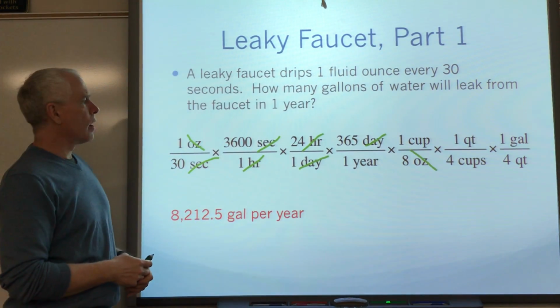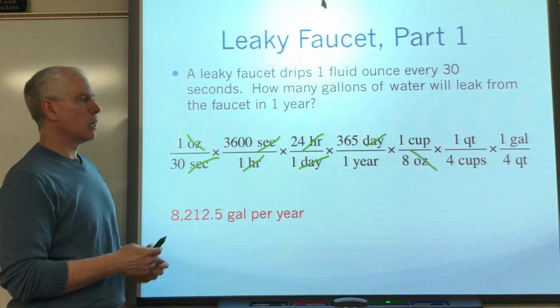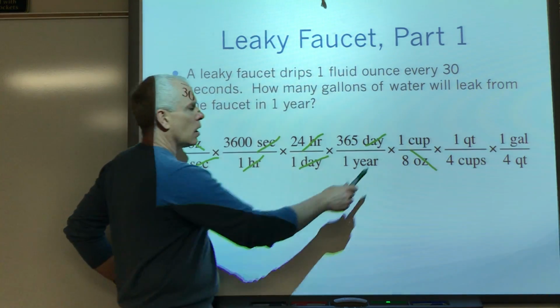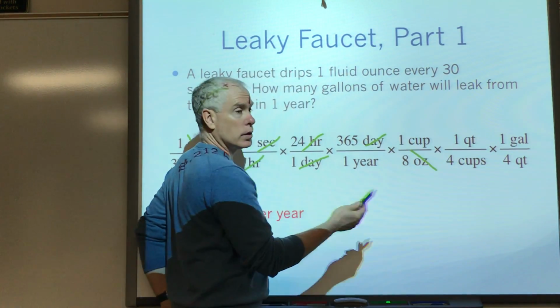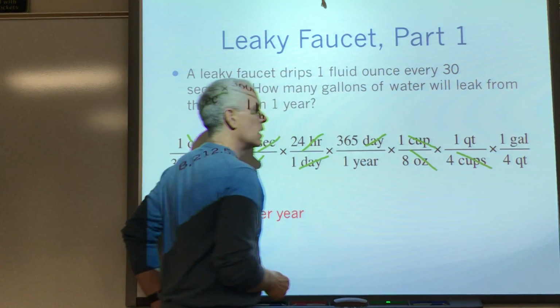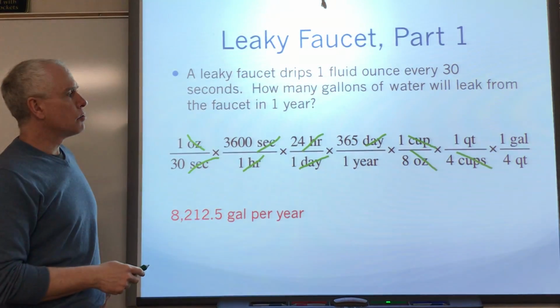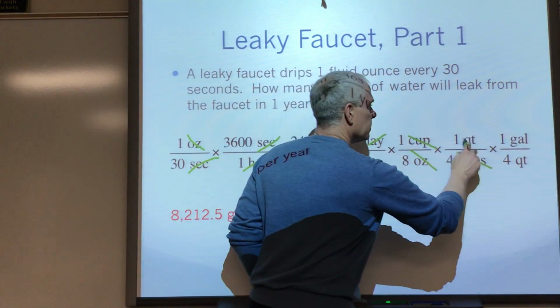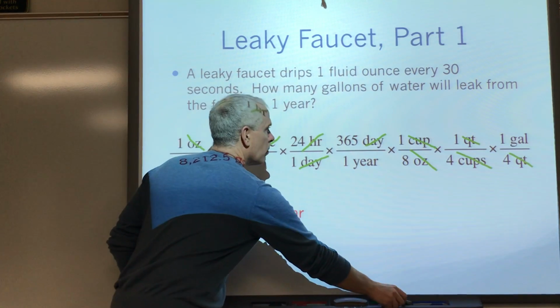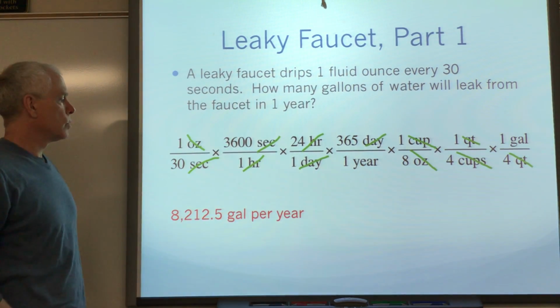Now I'm at the point where I've got cups per year. I want gallons, so I need cups to cancel. There's 4 cups in a quart. Now I've got quarts per year. There's 4 quarts in a gallon. Now I'm left with gallons per year, which is what I was shooting for.